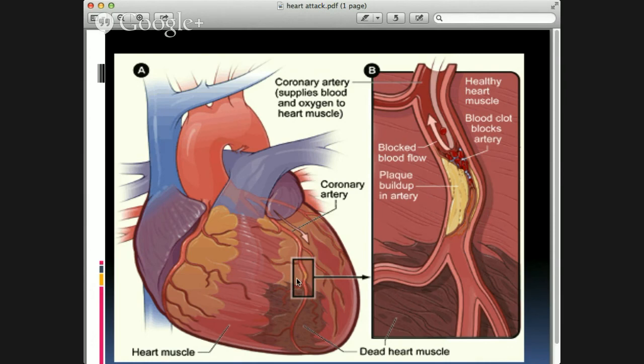Over a course of several weeks, this dead heart muscle is replaced by scar tissue. Of course, the scar tissue is thin, it is weak, and it doesn't contract. So it doesn't contribute to the heart's function. Occasionally, this weak scar can bulge and form an aneurysm. This is a brief description of how a heart attack develops.